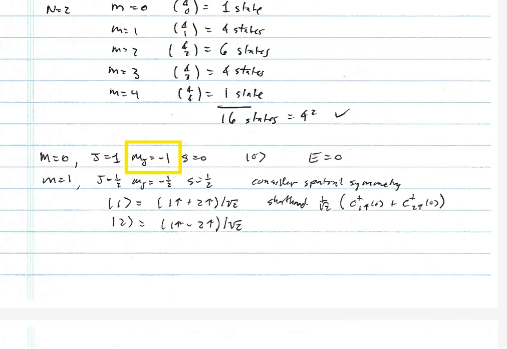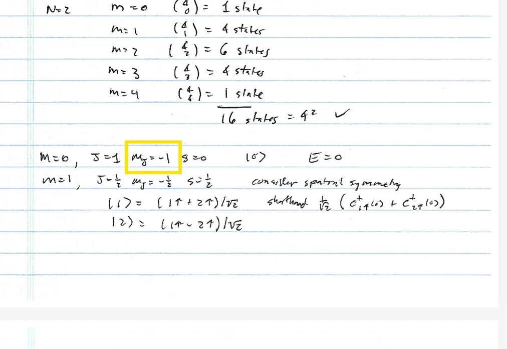Now the only states that will allow me to have an mj equal to minus 1 are states that have total j equal to 1 or larger. So it cannot be a total j equals 0 state. It must be total j equals 1 or 2 or 3. But it turns out that the largest total j that I can have for any of these problems is equal to the total n divided by 2.